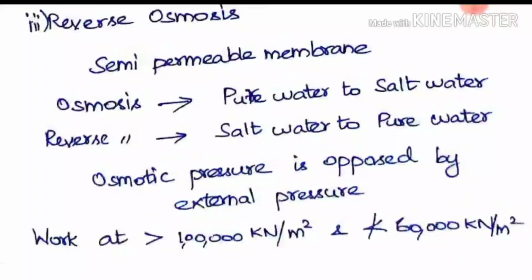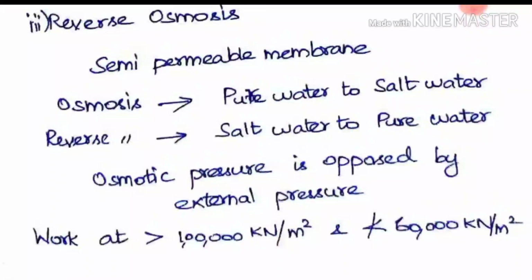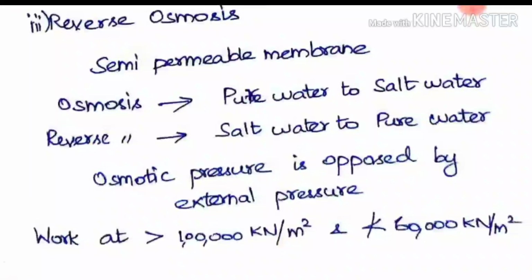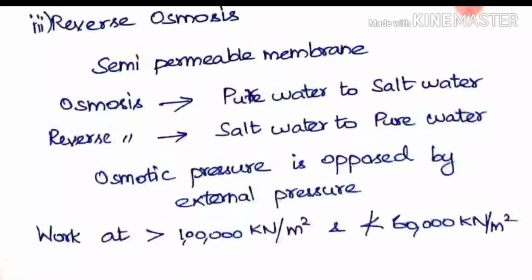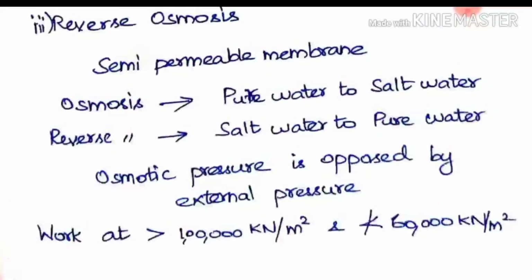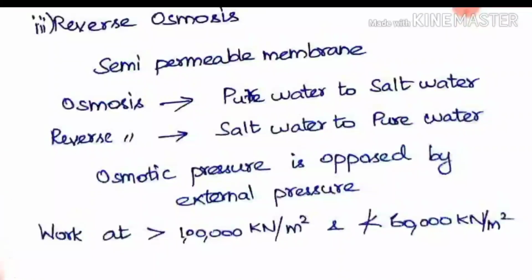This osmosis happens due to the natural osmotic pressure. When we give an external pressure opposing that osmotic pressure, we can create the reverse osmosis scenario so that the salt water can be moved through the semi-permeable membrane and we can extract the pure water. This works at a pressure greater than 1 lakh kilonewton per meter square, and it will not work at less than 60,000 kilonewton per meter square.